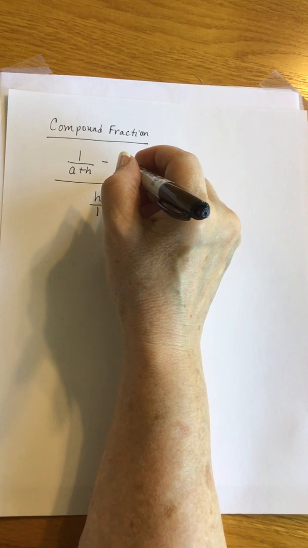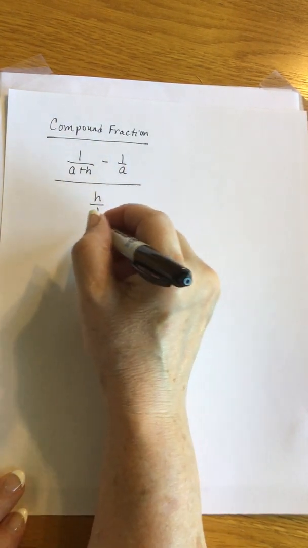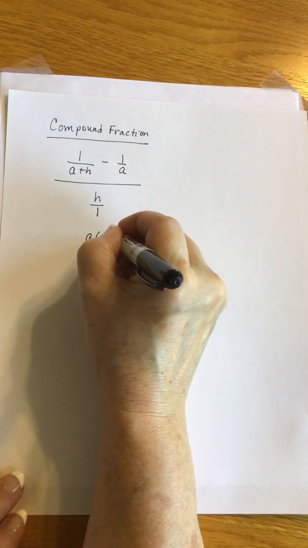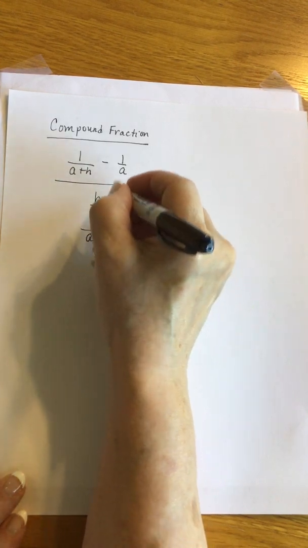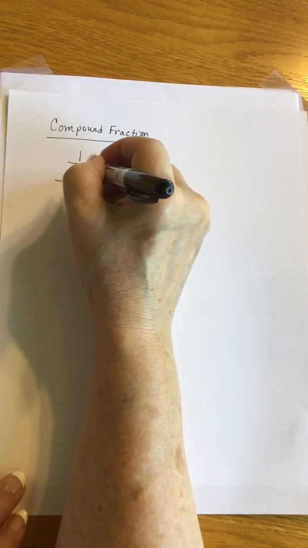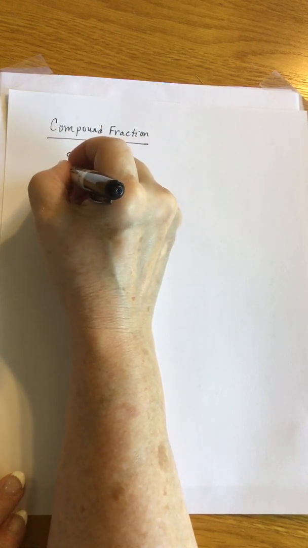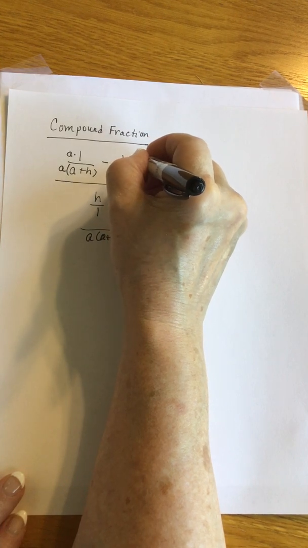So our common denominator is going to be a times (a plus h). So if I need a times (a plus h) for my common denominator, what am I going to multiply this one by? I'm going to multiply by an a in the numerator and the denominator. This one I'm going to multiply by an (a plus h).